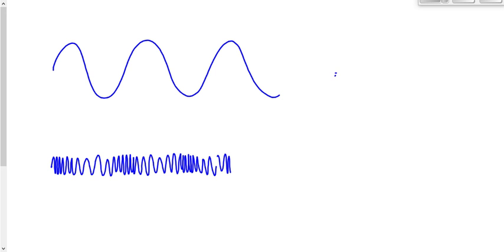Do you guys remember what this one's called? It's a transverse wave, right? A transverse wave, and the other one is called a longitudinal wave. Some people call it a longitudinal wave. Exactly the same thing. It's just a matter of how you pronounce it.